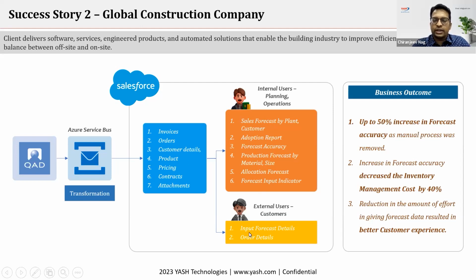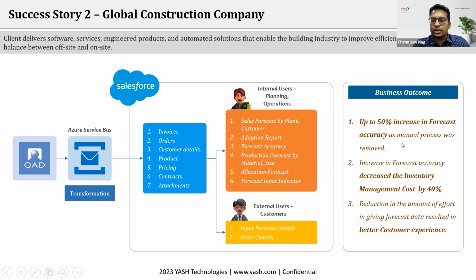The customers can now easily view their past orders, and based on the orders they have placed for every month, they can provide inputs on what they anticipate in the next 12 months. This can be used as a forecast input parameter to come up with the final forecasting report. So this really benefited the production planning team, and as you can see here, there was up to a 50% increase in forecast accuracy.